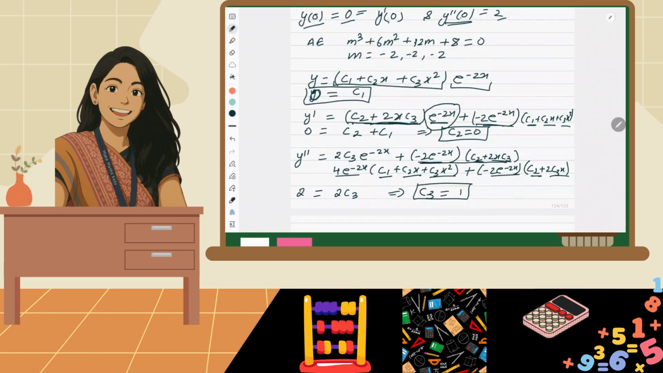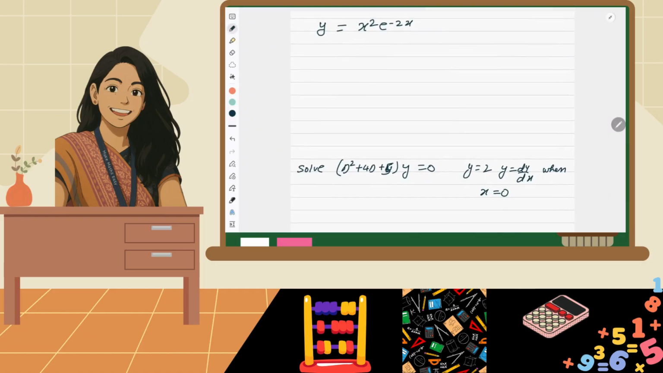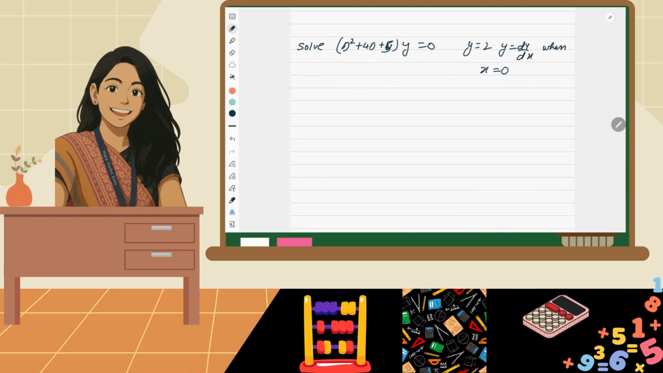Correct? So what is the answer? The answer will be y is equal to x square e to the power minus 2x, because C1 is 0, C2 is 0 and C3 is 1. So x square e to the power minus 2x will become my final answer. Okay, so this is the last question we are going to discuss now.